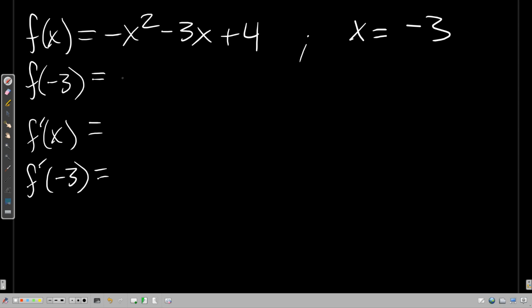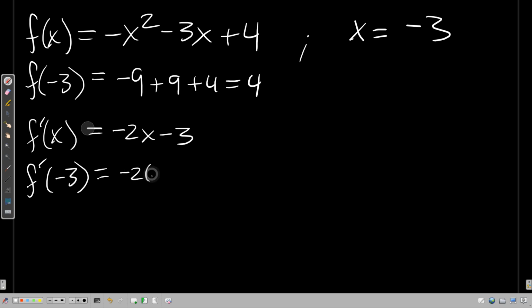F of minus 3 is minus 9 plus 9 plus 4. These are really highly engineered to have that cancellation. Good. I'd probably mess up if it was too hard. Then f prime of x is minus 2x minus 3. F prime of minus 3 is minus 2 times minus 3, and then minus 3. So you get 6 minus 3. That's 3.